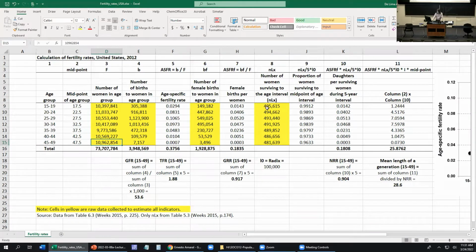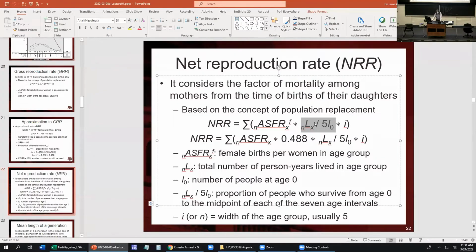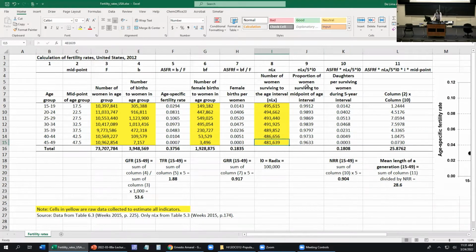So now we have the age-specific fertility rates, taking into account only daughters, that we used to calculate the gross reproduction rate. But now we have also the information about mortality. So let's just do it step by step. Let's do this part here first. Get the big LXN and divide it by 5 times the little L0. Is this column 9? Proportion of women surviving to the midpoint of the age interval. So I just get this one here, divide by 5 times this number.